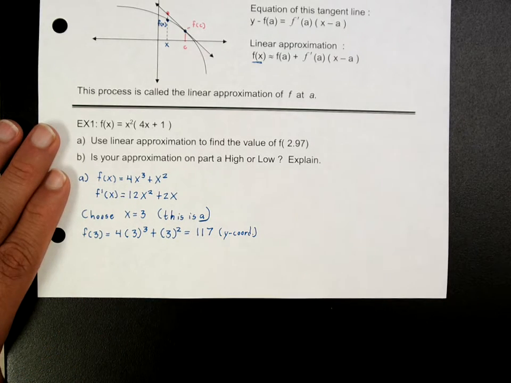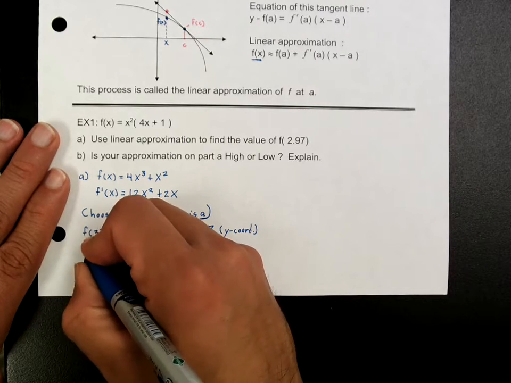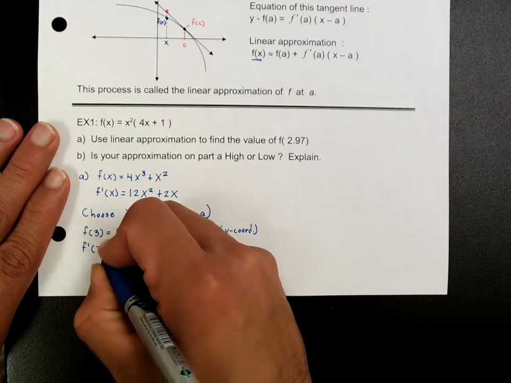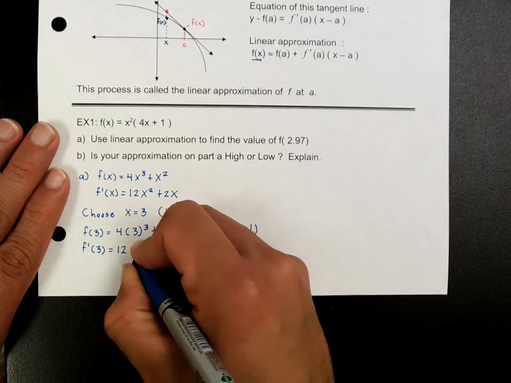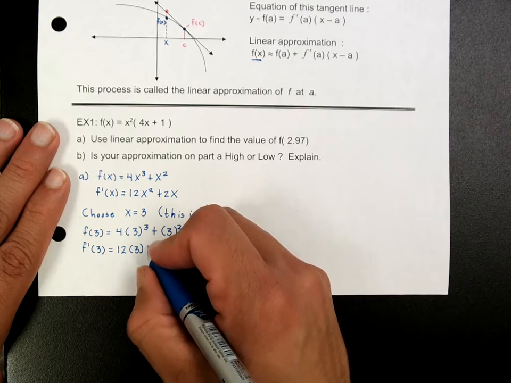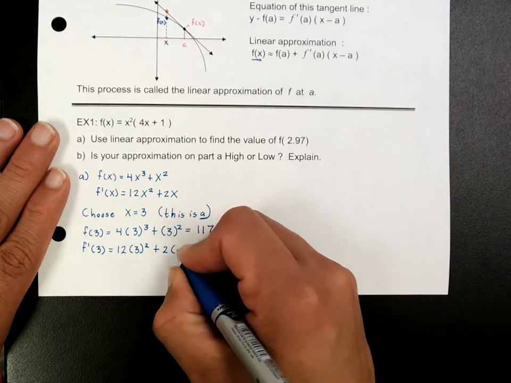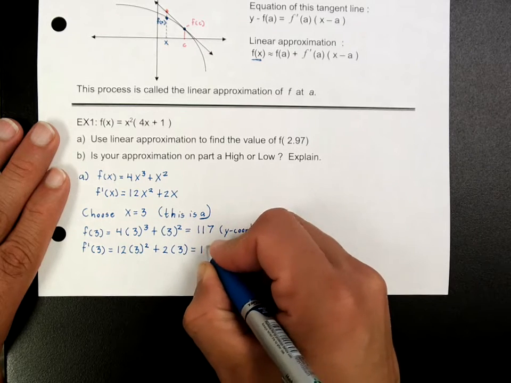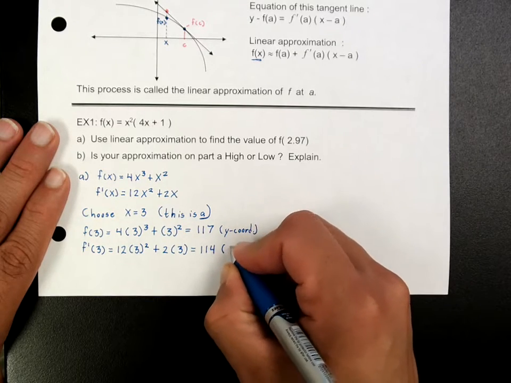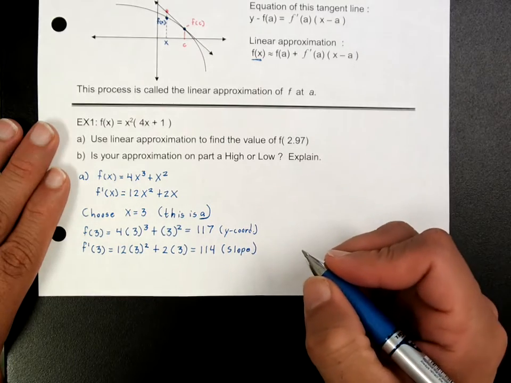I need to figure out my slope at 3. So I'm going to use that derivative and plug in that 3. Whatever number comes out of here is going to be the slope of the tangent line at x equal to 3. So 12 times 3 squared plus 2 times 3. That's going to give me 114. Again, this is the slope of the tangent line at x equal to 3.